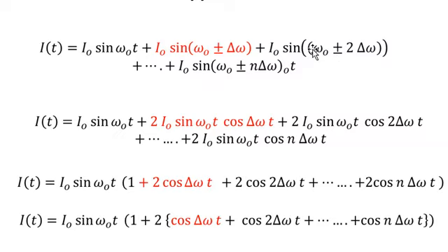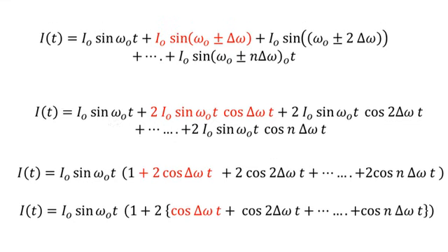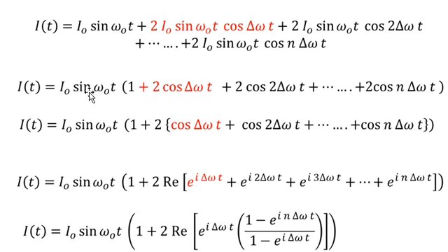Similarly, each sine function with plus 2 delta omega and minus 2 delta omega will be split into two parts. We have sine of omega naught t plus cos of 2 delta omega t. Similarly, all the terms will be separated. And you know that sine of omega naught t is common in all these. You can take I naught into sine of omega naught t as a common factor from all these terms, and then you are left with these.